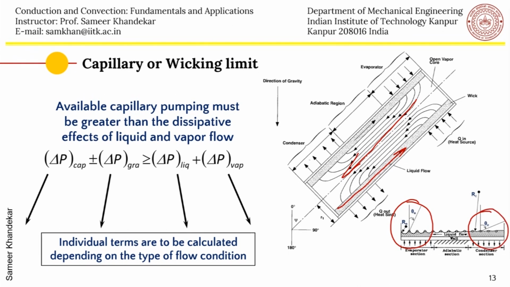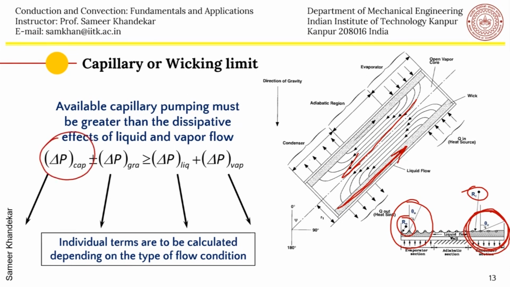Now, once you decide the fluid, the capillary pressure is actually decided, because it depends only on the surface tension and the radius of the capillary structure. So this delta P capillary gets decided as soon as you fix the working fluid and the wick structure, which will determine the capillary pressure drop.